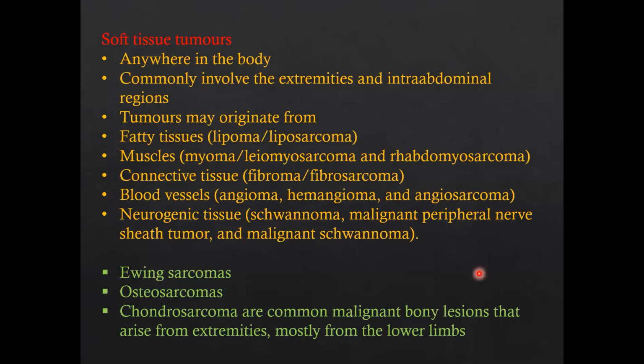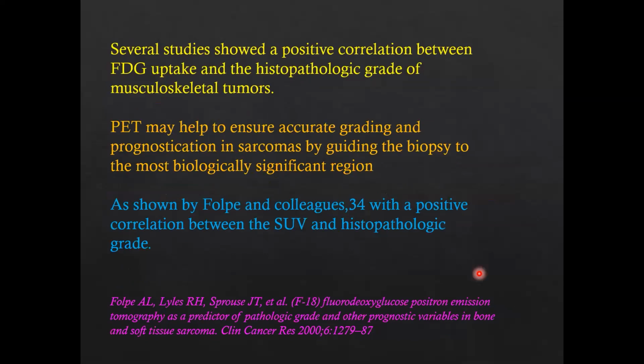Now, several studies showed a positive correlation between FDG uptake and the histopathological grade of musculoskeletal tumors. So, it means FDG uptake is directly proportional to the grade of a tumor. So, more the uptake, higher the grade of the tumor, less the uptake, lower the grade of a tumor. So, PET may help to ensure accurate grading and prognostication in sarcomas by guiding the biopsy to the most biologically significant region. And as shown by Folpe and colleagues, there is a positive correlation between the SUV and histopathological grade.